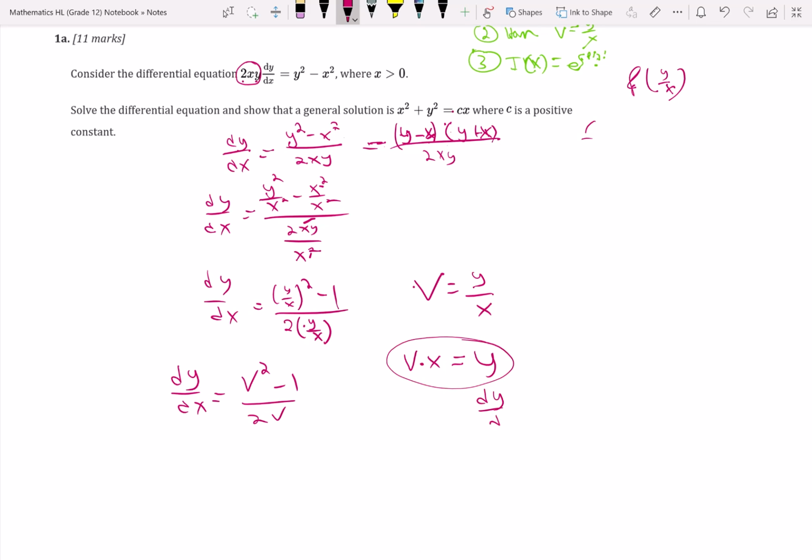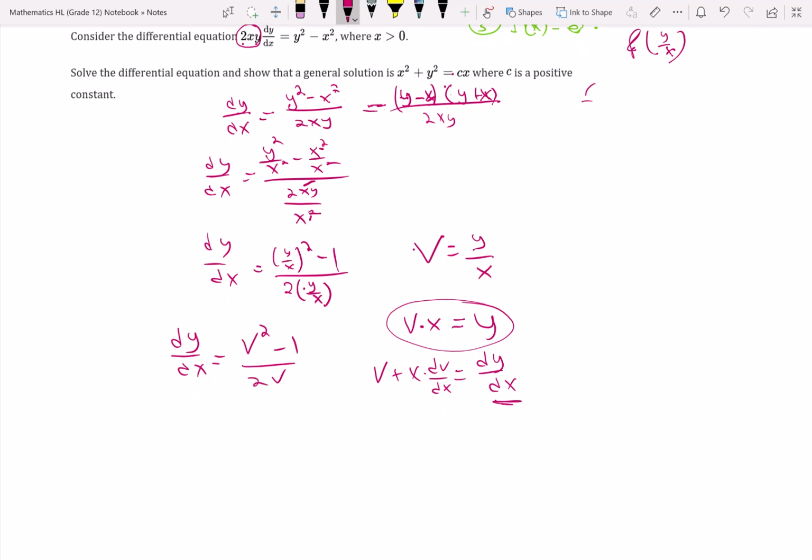Derivative of y is dy dx. Derivative of the left-hand side requires the product rule, right? It's going to be v times the derivative of x, which is just 1, plus x times the derivative of v, which is x times dv dx. So now I know dy dx is this thing, so I'm going to replace dy dx over here with this thing.